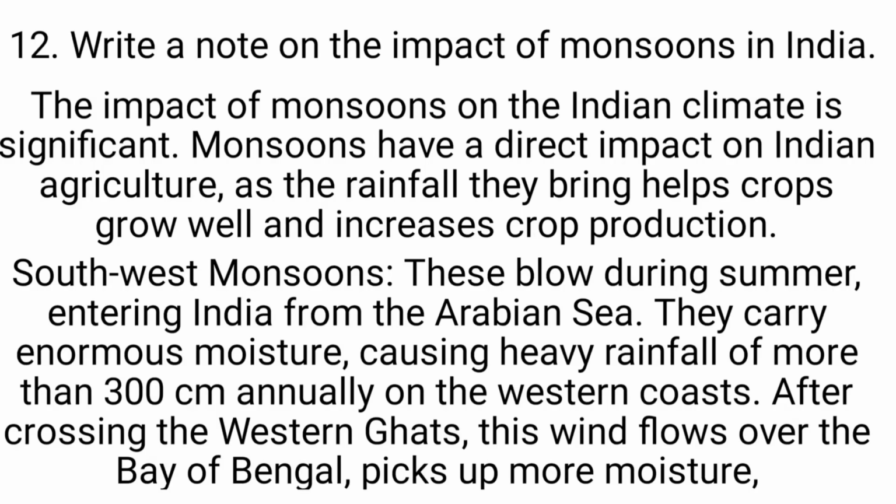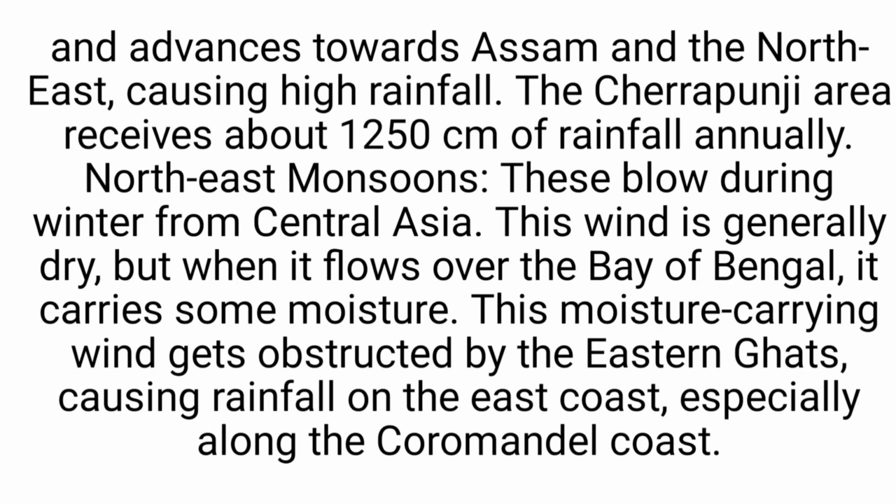They carry enormous moisture, causing heavy rainfall of more than 300 cm annually on the western coast. After crossing the Western Ghat, these winds flow over the Bay of Bengal, pick up more moisture and advance toward Assam and the northeast, causing high rainfall. The Cherrapunji area receives about 1150 cm of rainfall annually.